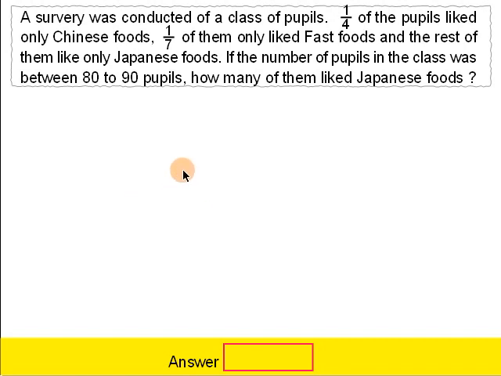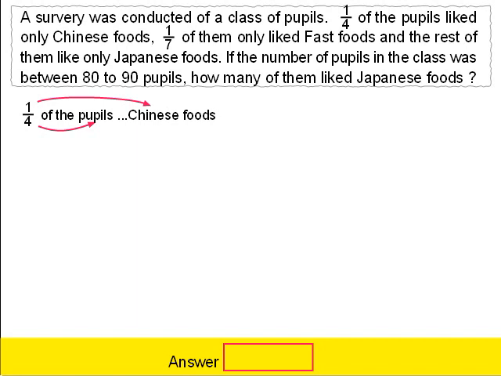Well, the question says a survey was conducted of a class of pupils. 1/4 of the pupils like only Chinese food, 1/7 of them only like fast food, and the rest liked only Japanese food. If the number of pupils in the class was between 80 to 90 pupils, how many of them like Japanese food? Firstly, looking at the statement, it says that 1/4 of the pupils like only Chinese food.